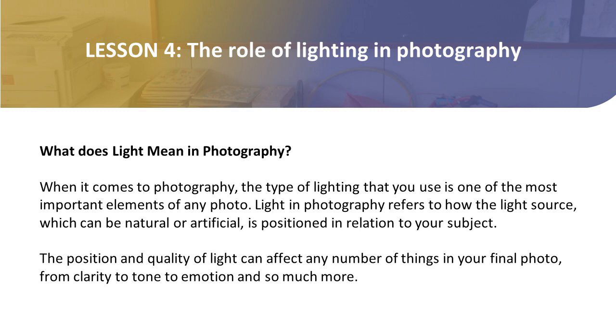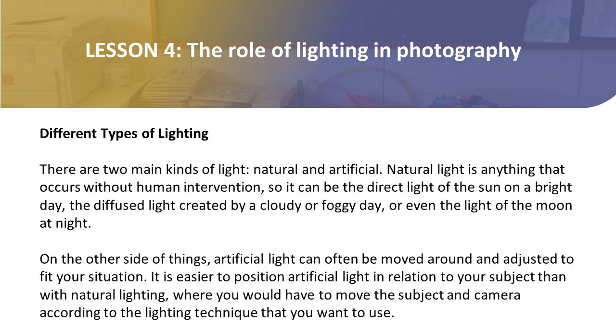The position and quality of light can affect any number of things in your final photo, from clarity to tone to emotion and so much more. There are, of course, different types of lighting. The two main kinds, as mentioned before, are natural and artificial. Natural light is anything that occurs without human intervention, so it can be the direct light of the sun on a bright day, the diffused light created by a cloudy or foggy day, or even the light of the moon at night at full moon or in a space that doesn't have so much light pollution.